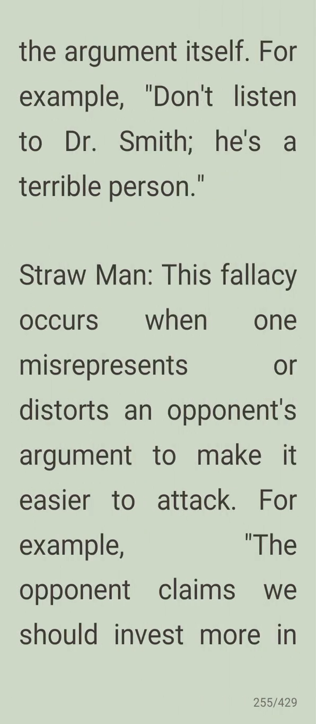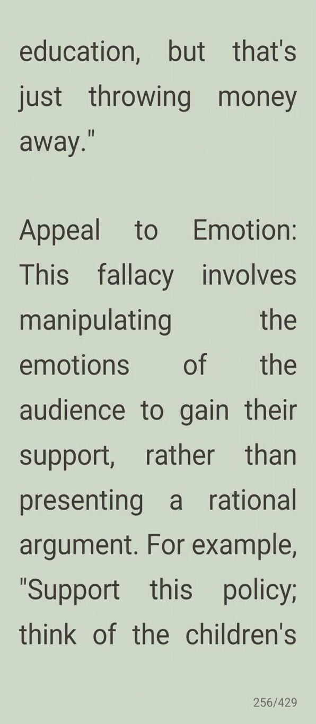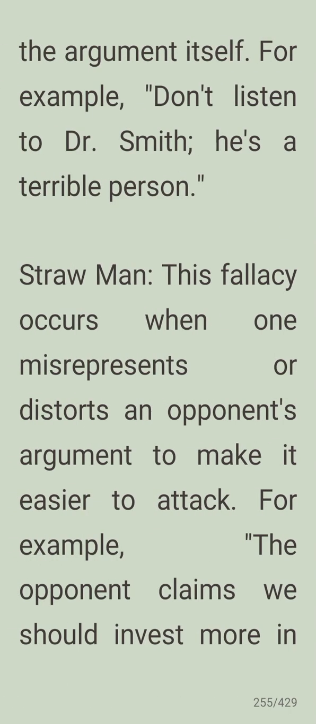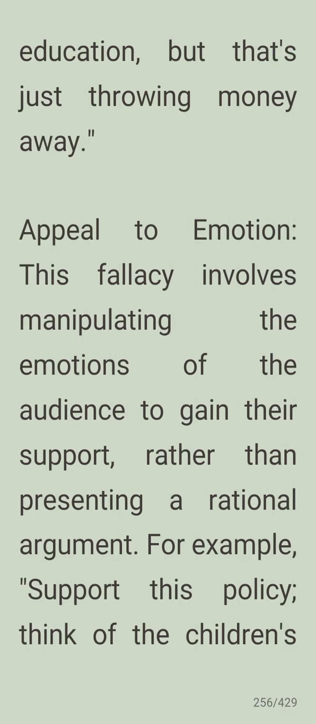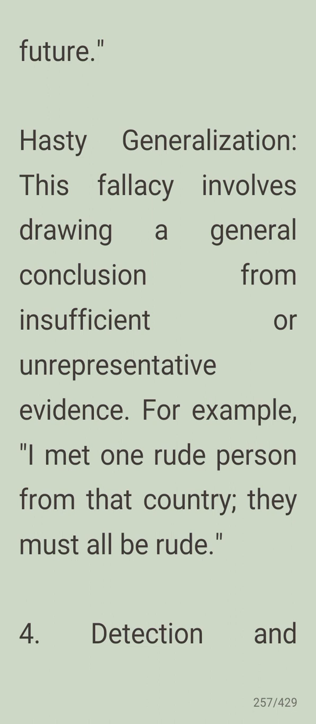Then straw man. This fallacy occurs when one misinterprets or distorts an opponent's argument to make it easier to attack. For example, the opponent claims we should invest more in education, but that's just throwing money away. Straw man. And appeal to emotion. This fallacy involves manipulating the emotions of the audience to gain their support rather than presenting a rational argument. For example, support this policy, think of the children's future.